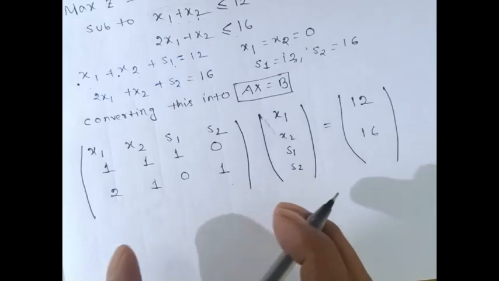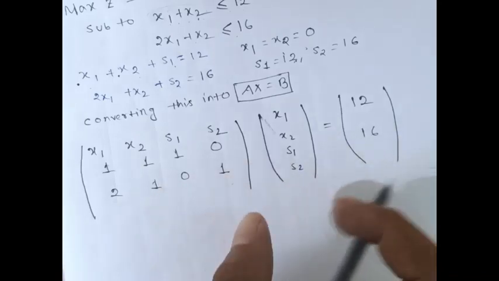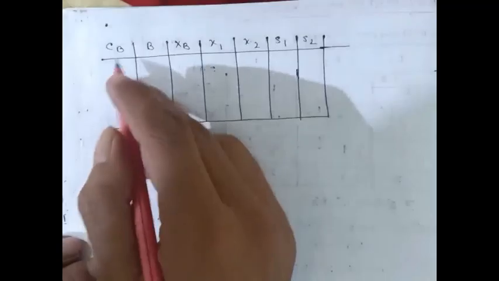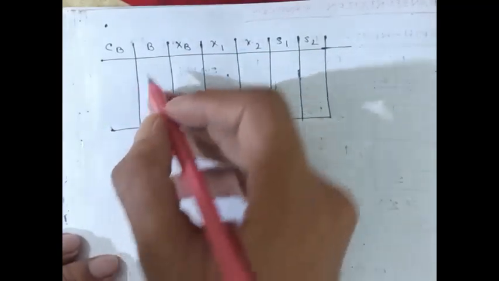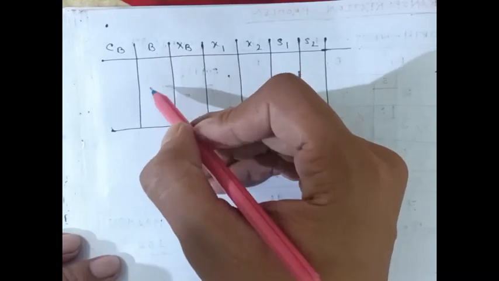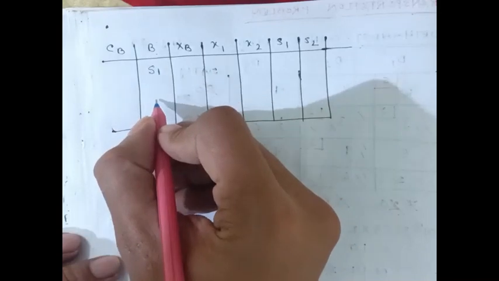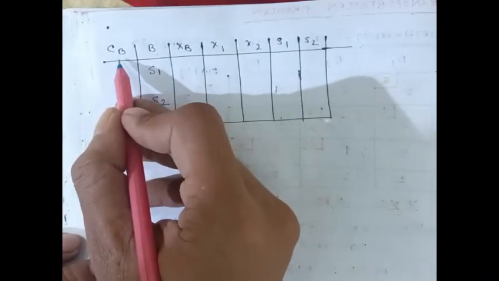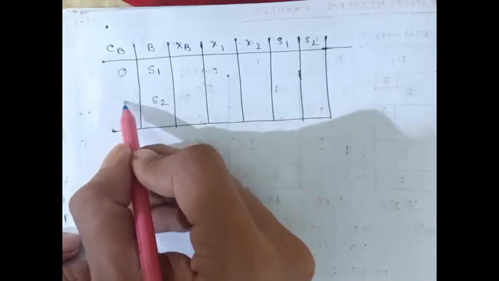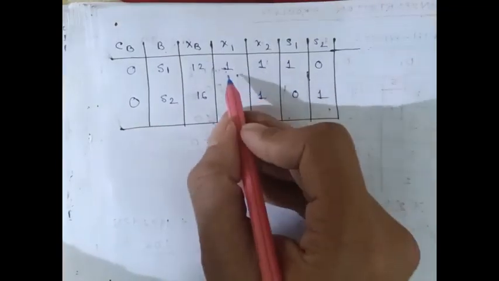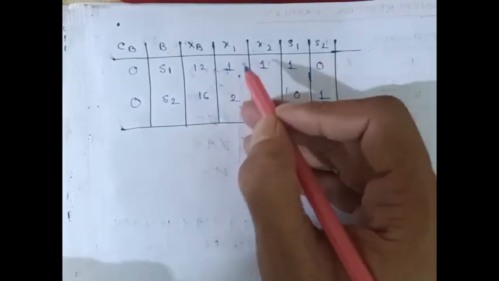Now we have to draw the simplex tables. I am drawing the first simplex table, and here we will put the values. B means the basic variables, the slack variables which we have already introduced, s1 and s2. Here the cost of the basic variables is 0 and 0 initially. xb means 12 and 16. These are 1 1 1 0 and 2 1 0 1.